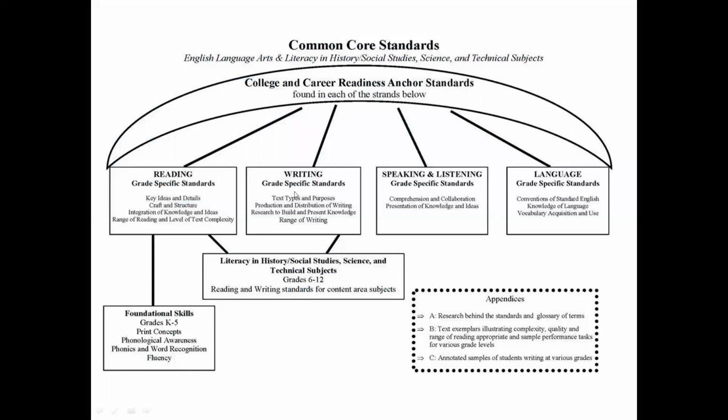It looks kind of like this. Reading, writing, speaking, and listening go across the top there. In K-5, it's foundational skills, and literacy in history, social studies, science, and technical subjects in grades 6 through 12. And you see that speaking and listening goes all the way across. But there's reading, writing, speaking, listening, and language across all grade levels.